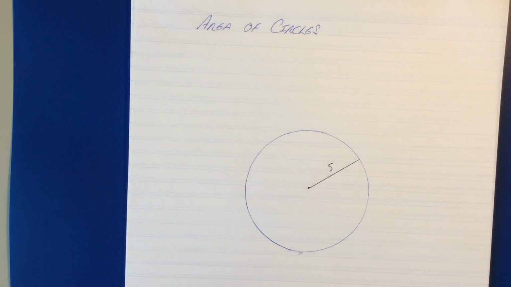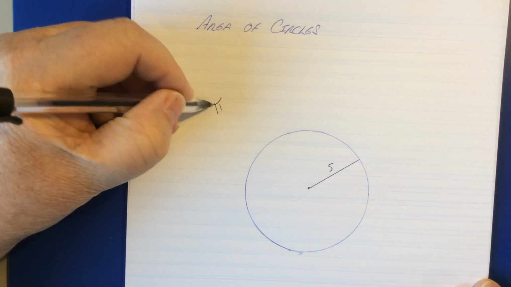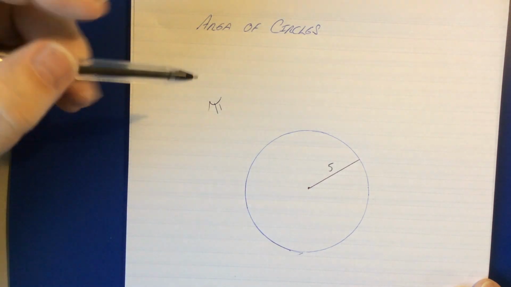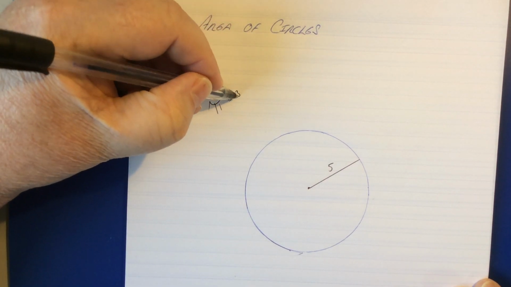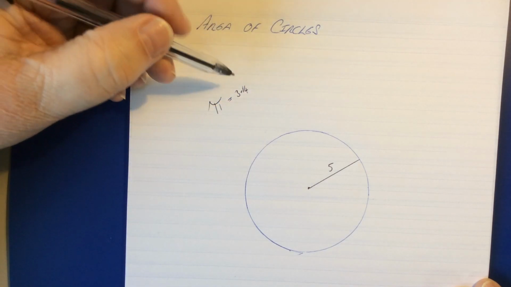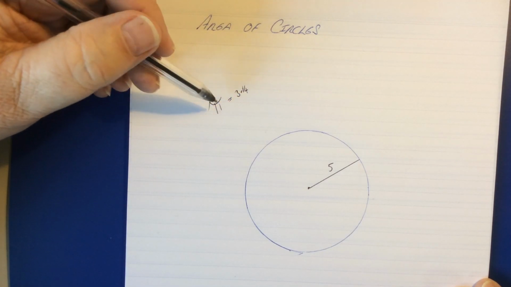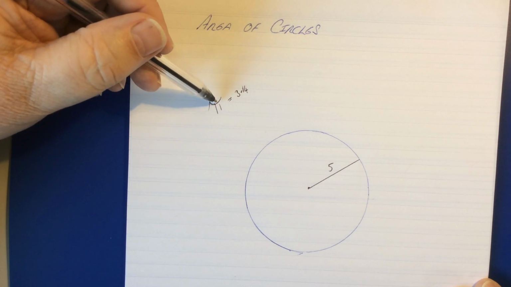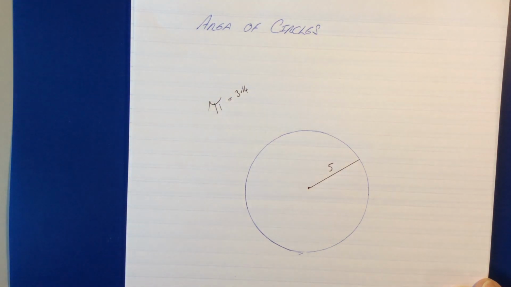Hi, I'm an old guy and I do maths, and today we're looking at the area of circles, and we're dealing again with our old friend pi, which is roughly 3.14, very roughly, or a button on your calculator, as I keep saying.